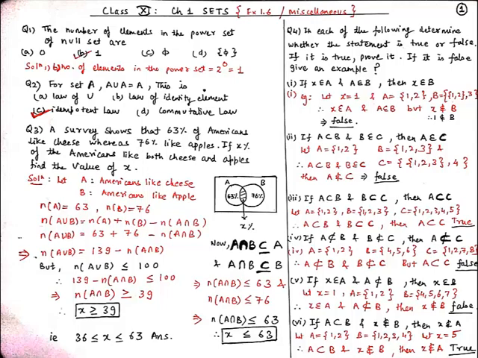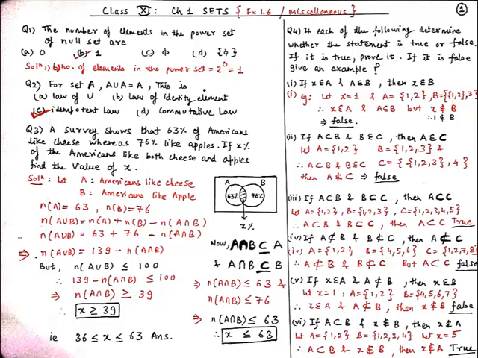Now, as we know, n of A union B is equal to n of A plus n of B minus n of A intersection B. So from here we get n of A union B is equal to 63 plus 76 minus n of A intersection B, which is 139 minus n of A intersection B. And now we know that the number of Americans is 100%. So let n of A union B be less than or equal to 100.